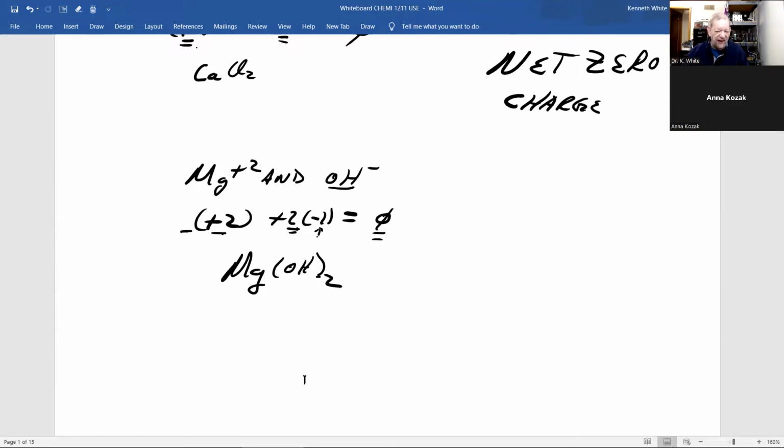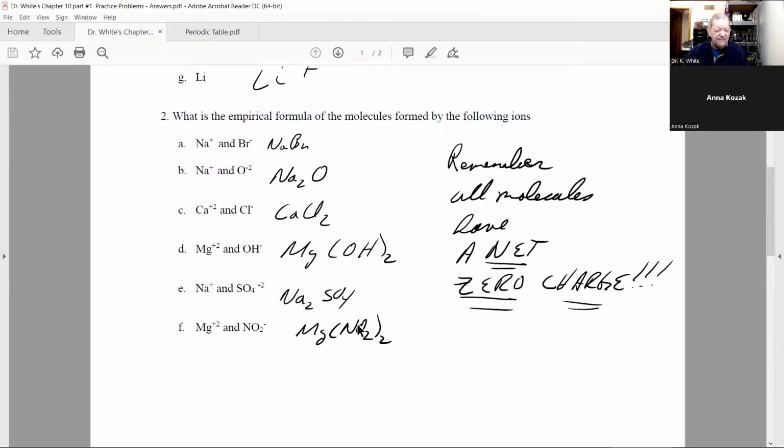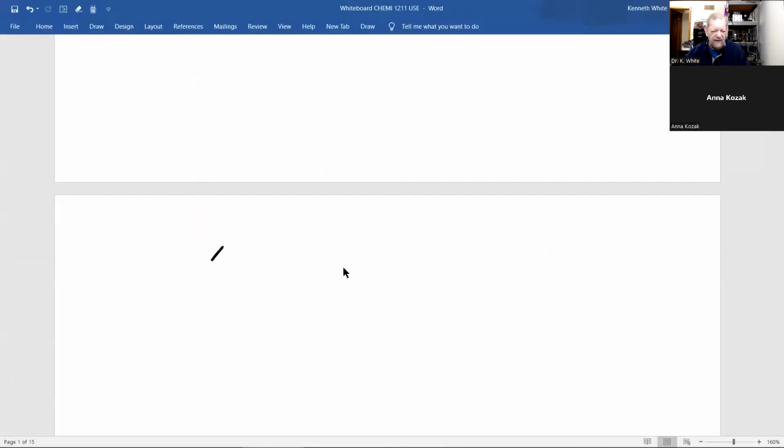So it's time to let you have some fun. And let's do F. What would be the empirical formula for a molecule with the ions magnesium +2 and nitrate -1? Your turn. And when you're done, give me a thumbs up.